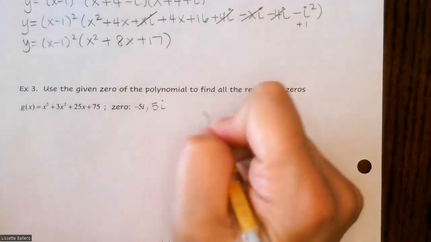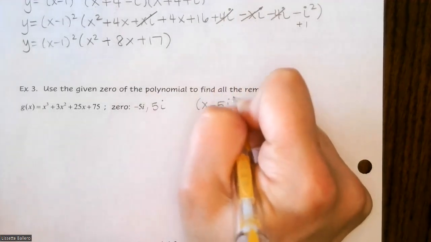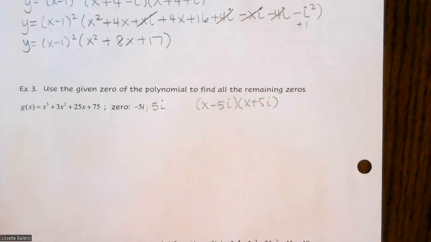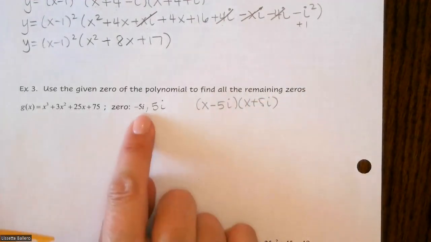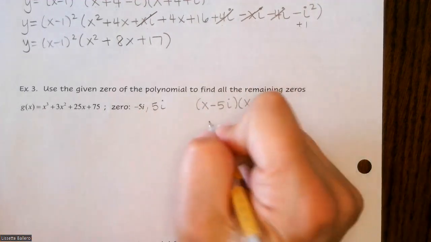So the first thing I'm going to do is write two factors, x minus 5i, x plus 5i. There's my two factors, x minus my first root, x minus my second root. That's going to give me this right here. Well, we just learned if we FOIL this, we're going to get rid of those i's.